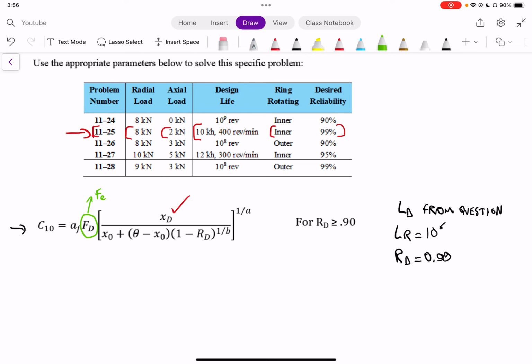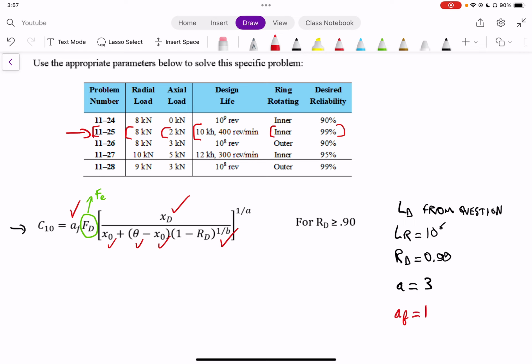The other things that we know are the whole bottom of our equation here. We have x0, theta, b as well, so we have all these terms at the bottom. And then we're also told that it's a ball bearing, so we have that a is equal to 3. And finally, we also have our application factor, so AF is equal to 1. So we have all these terms available to us.